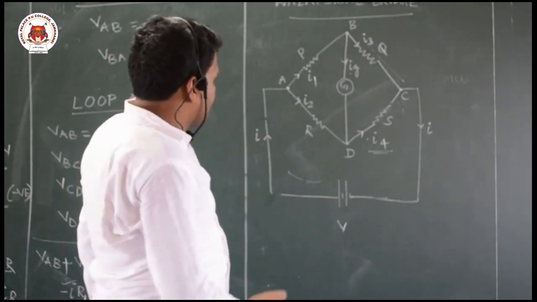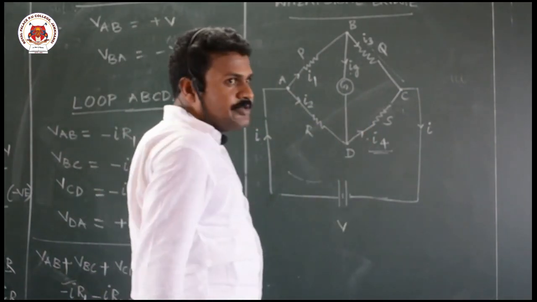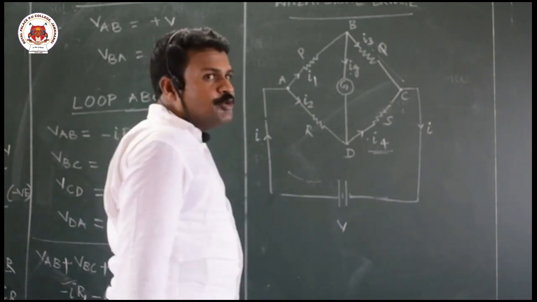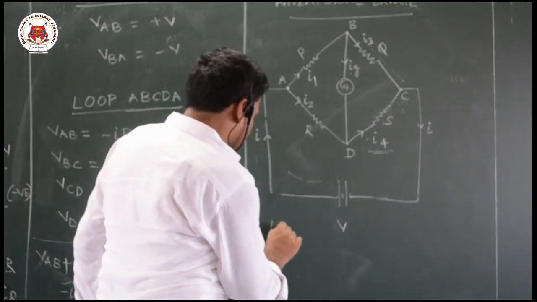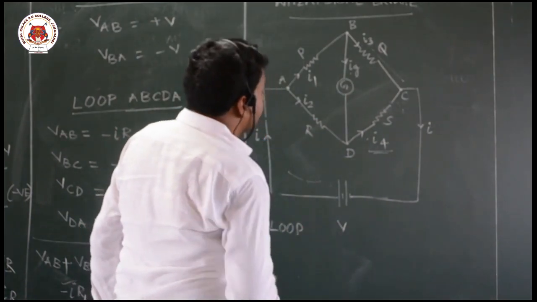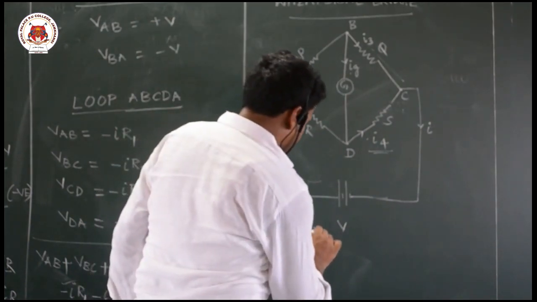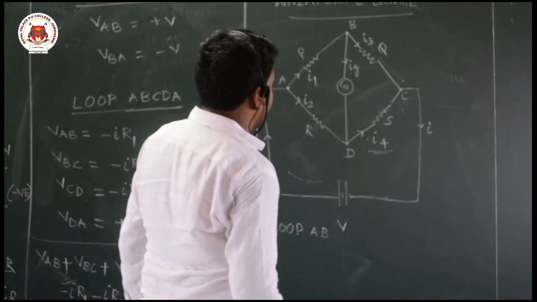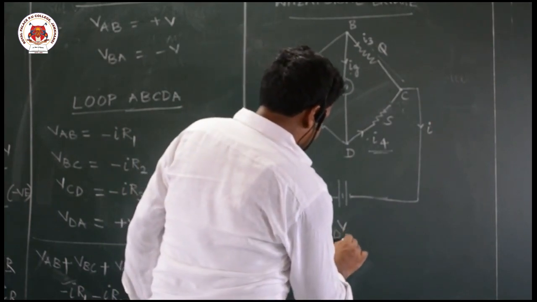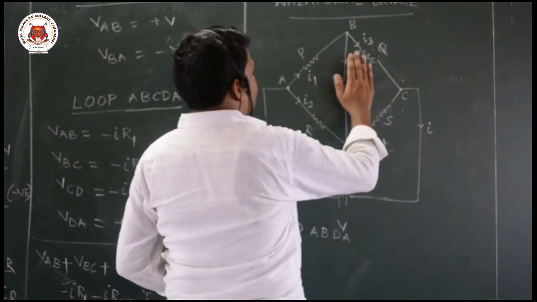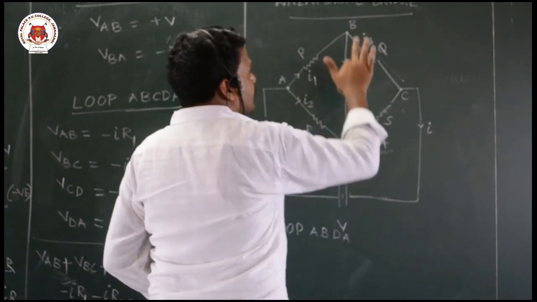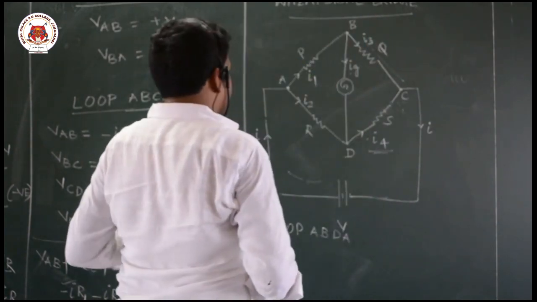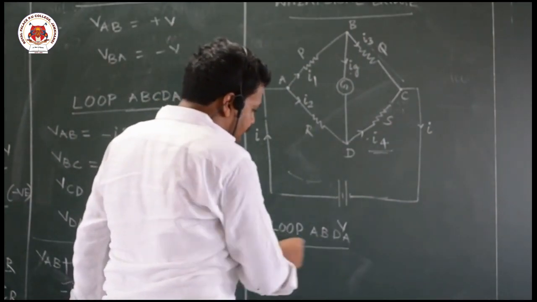Now this is a loop. Let us take two loops. Let us consider the loop ABDA. Now just consider this loop A, B, D, A. You just have to see this part only. Now again follow the same principle and the same sign convention.